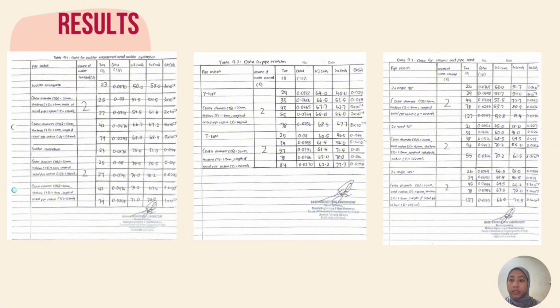My name is Nur Kamila and I will explain the results. So for Table 9.1, data for sudden enlargement and sudden contraction. Table 9.2, data for pipe branches. Table 9.3, data for elbow and pipe bends.